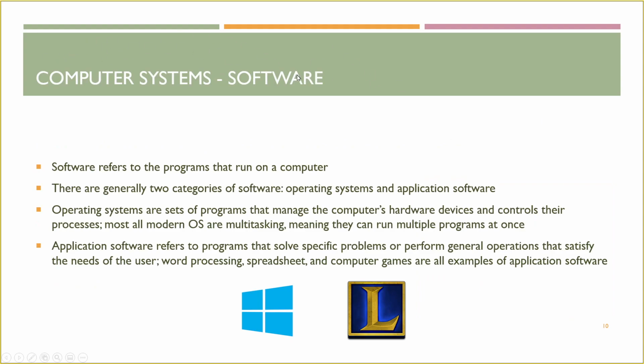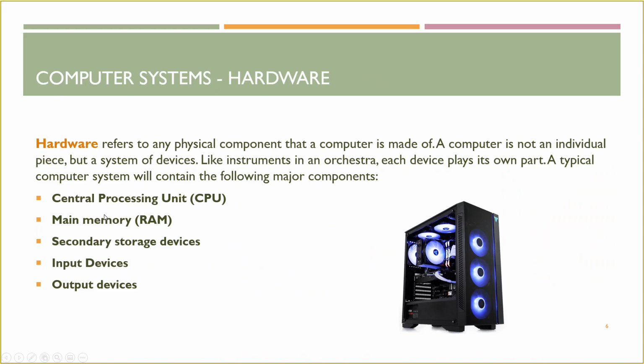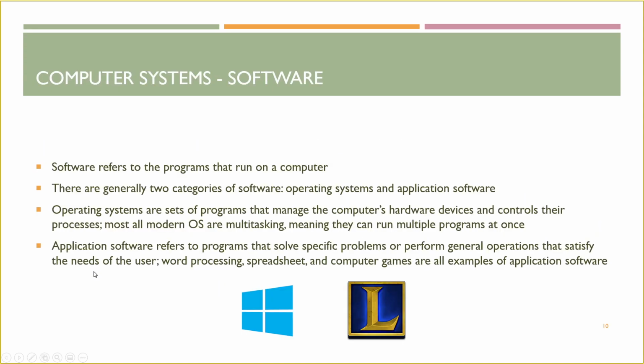So let's talk about software. We just talked about hardware. We discussed the different components of hardware: the CPU, the RAM, secondary storage devices, so things like hard disks and solid state drives, flash drives, stuff like that. And we talked about input and output. So now let's move on to software.